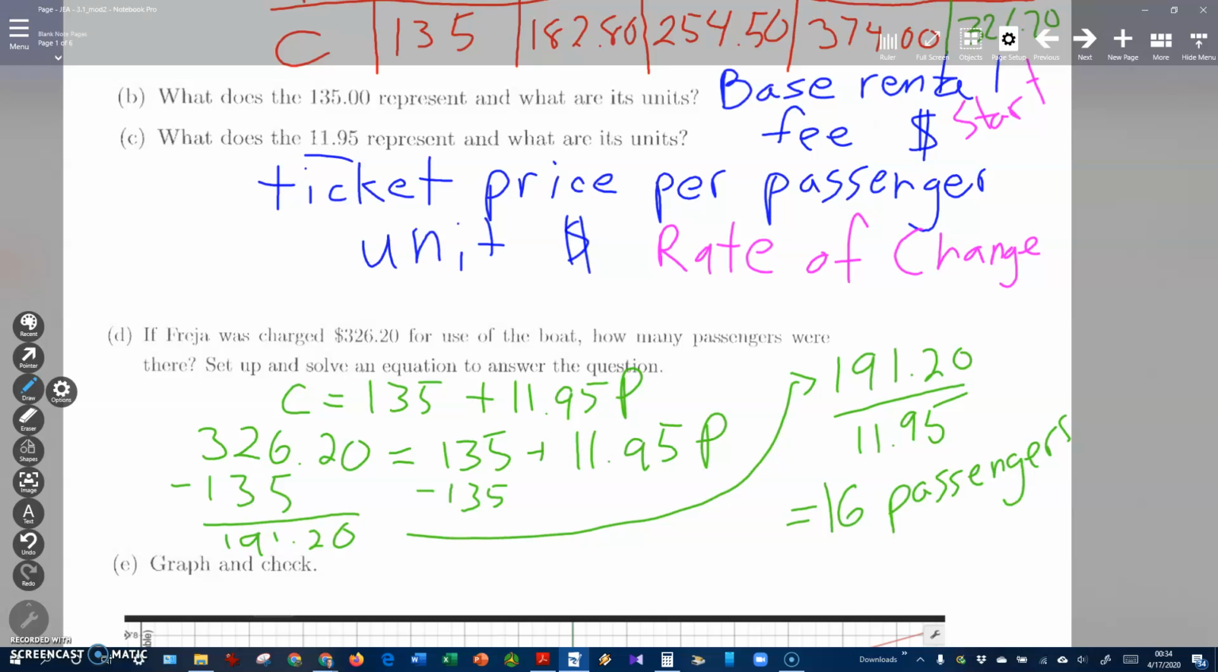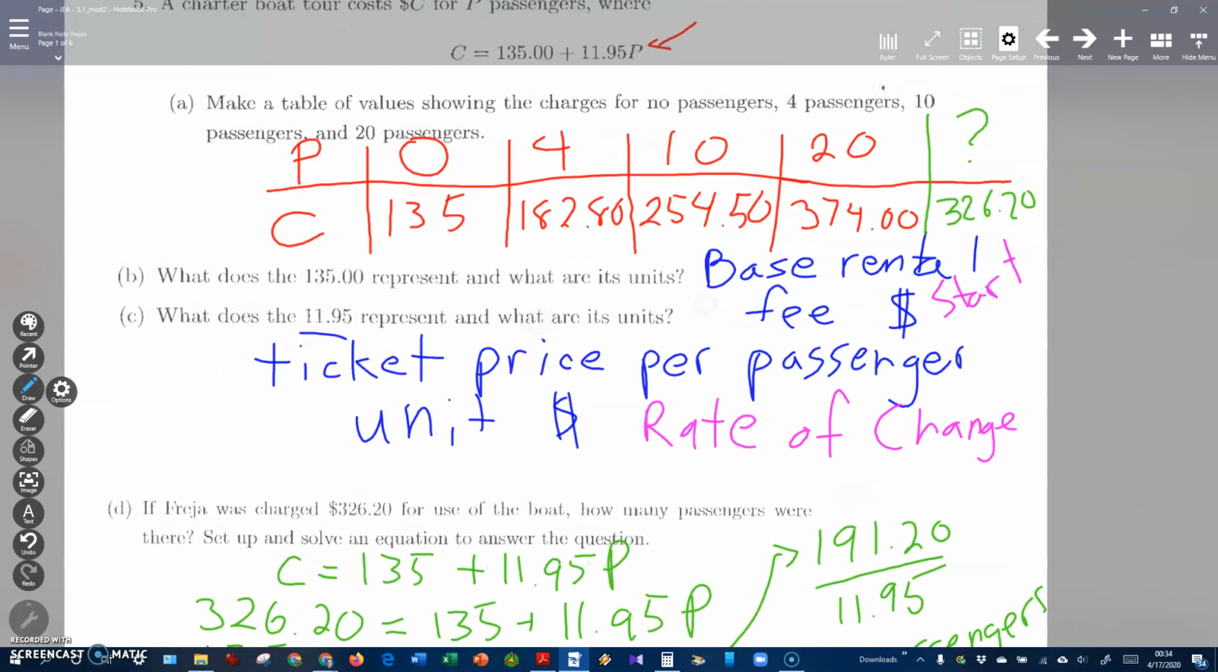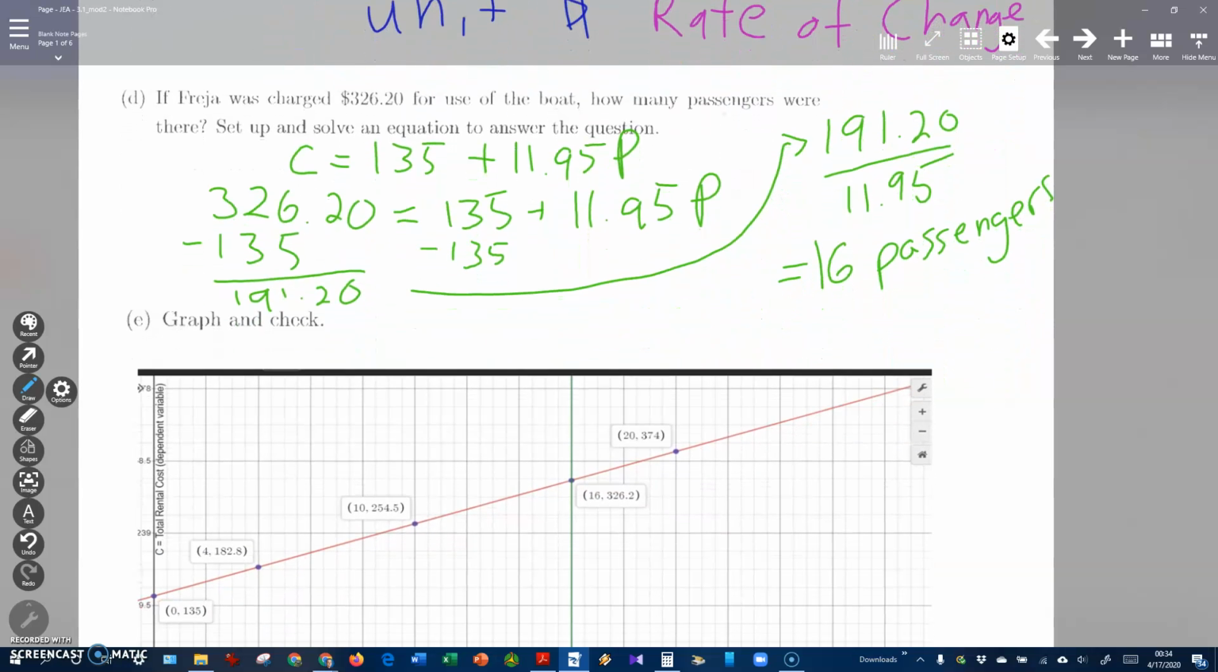And if you want to check, you can take the 16 and go back to the original equation, just like we did up top here with the red ones, and put in 16 and see if we do indeed get 326.20 again. We sure do if we do that. I'll let you check on that one.